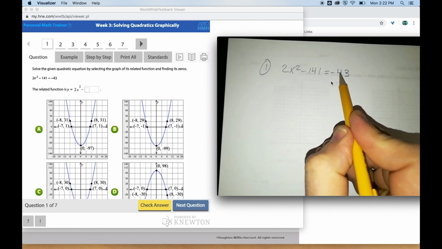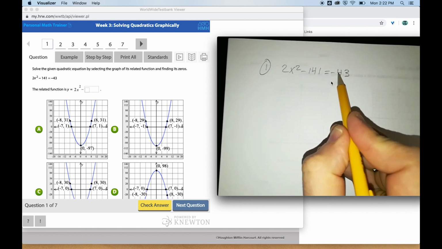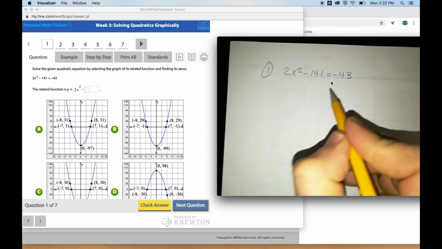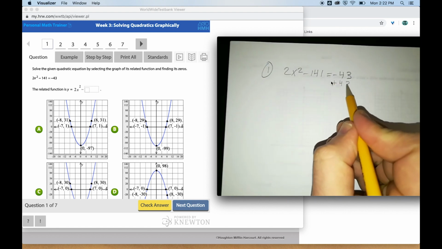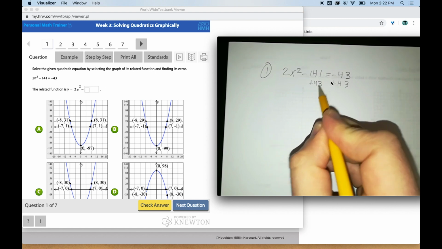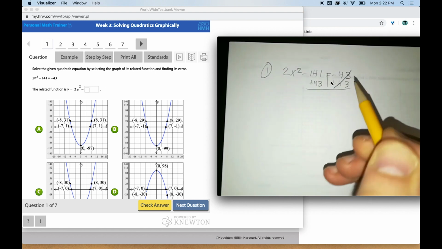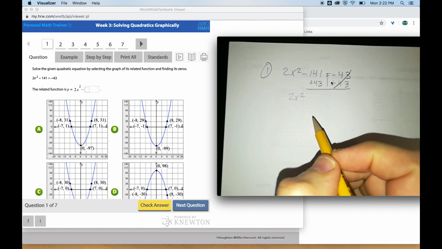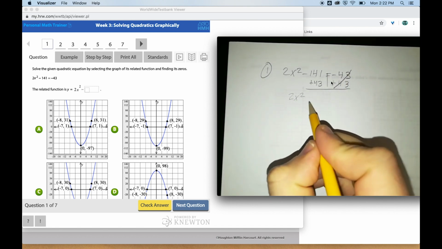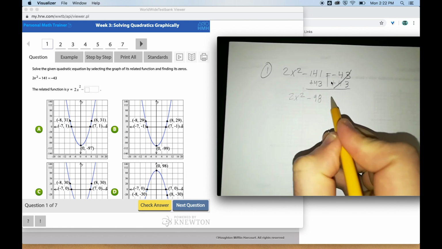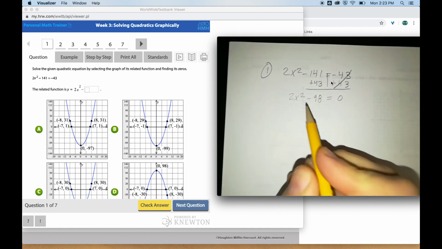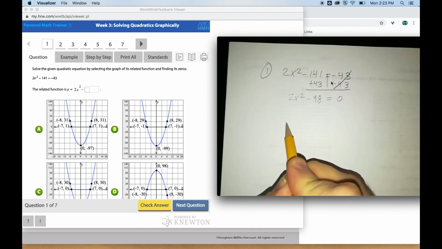So yeah, to get the related function, you want to have one side equal 0, or get all the terms to one side. So what I'm going to do is add 43 to both sides. Okay, so that gets everything to one side and then 0 on the other. Let's say that's going to be 98, negative 98.